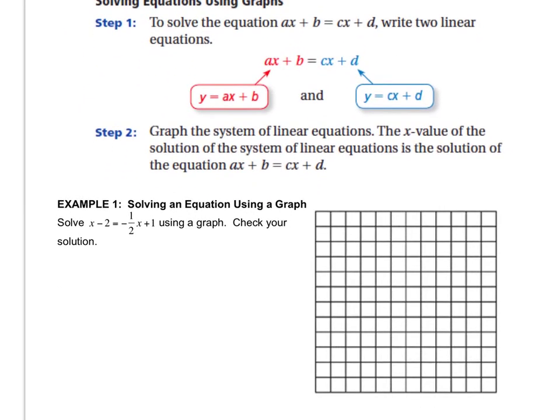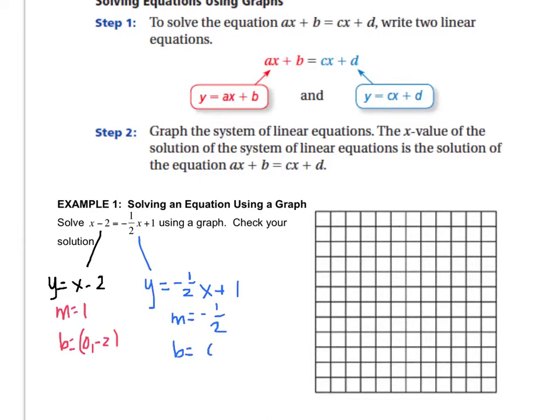What they're telling you in the little step 1, step 2 thing is that first you want to take each of the parts and split it up and make it say y equals, and then you can graph them. So the first equation that I'll write is y equals x minus 2, and so the slope is 1, and the intercept is (0, -2). The other equation that I want to look at is y equals negative 1/2 x plus 1, and the slope is negative 1/2, and the intercept is (0, 1).